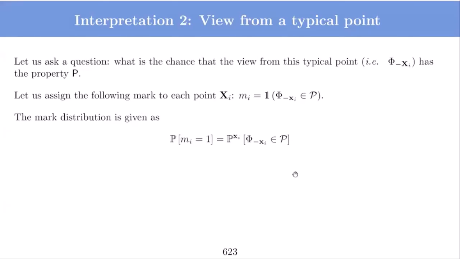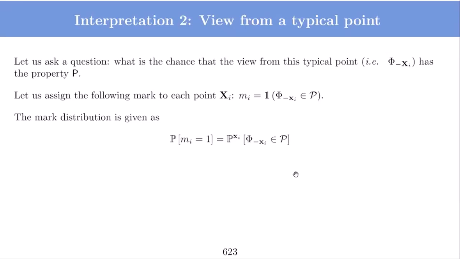So this is the question we are interested in: what is the probability that the view from a typical point has the property? For that, let's assign the following mark to each point. You go to xi, shift the point process back, and ask whether this new shifted version has the property P. If it has, the mark will be 1, otherwise it will be 0. And if you compute the mark distribution, what is the probability of mi equal to 1? If it's a stationary point process, all the marks would have the same distribution.